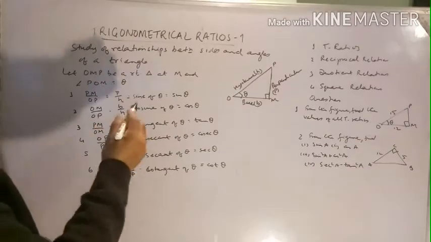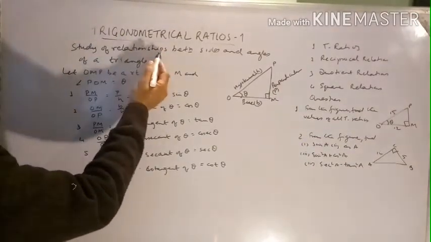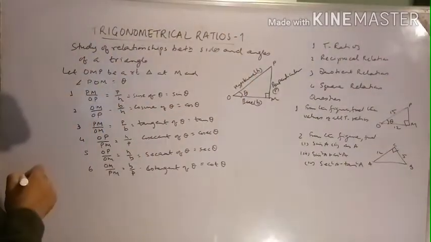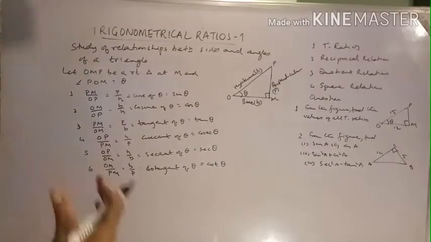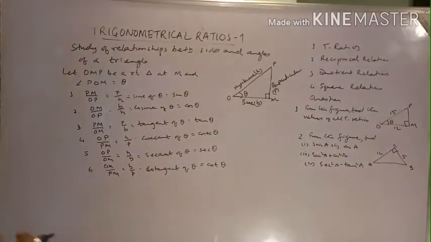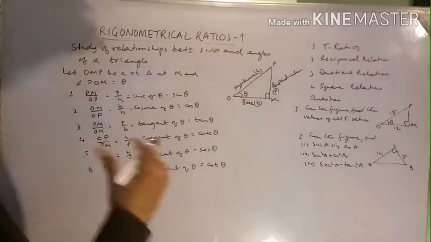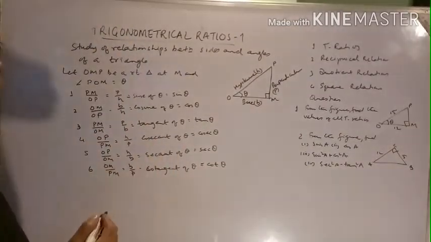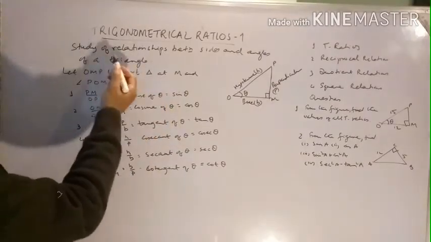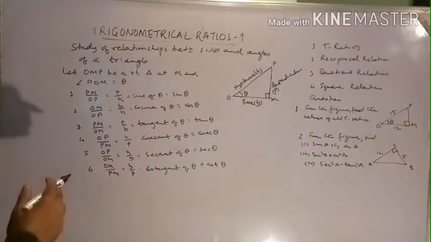Trigonometry is the study of relationships between sides and angles of a triangle. In geometry, we have the relation between sides or between angles only. Here we study the relationship between sides and angles of a triangle.